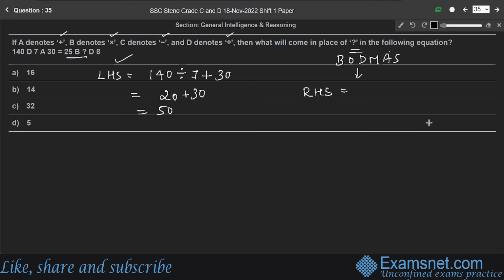There 25 B denotes into, so which number? Question mark D denotes divided by 8 is equal to 50. RHS is also 50.